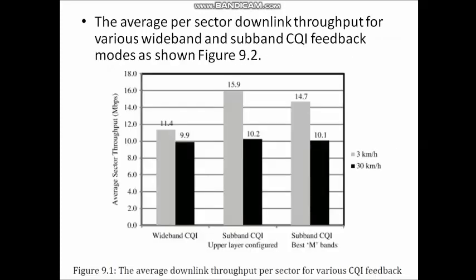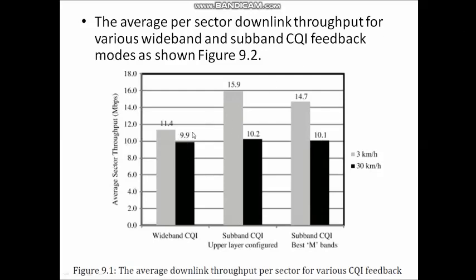Next, the average per sector downlink throughput for various wideband and subband CQI feedback modes is shown in the figure, and here a frequency division duplex FDD system is considered. Average sector throughput is given in Mbps, and two mobilities are considered, 3 km per hour and 30 km per hour. So, in case of wideband CQI, when user equipment is moving with the mobility of 3 km per hour, throughput is 11.4 Mbps. When mobility is increased to 30 km per hour, then throughput decreases to 9.9.